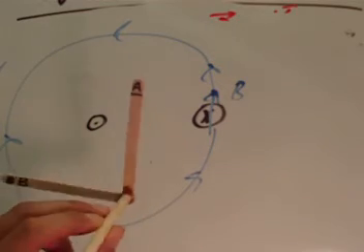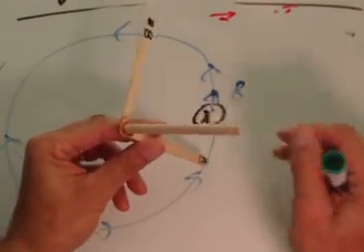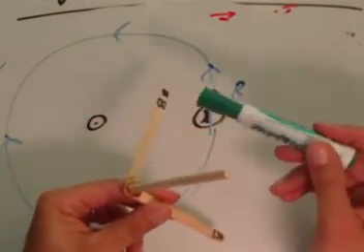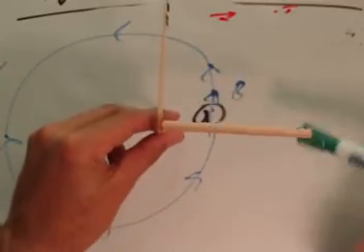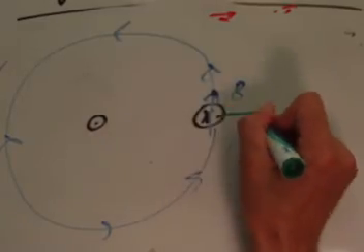IL cross B. I is into the page. B is up like that. So here's I into the page. Here's the direction of the magnetic field, straight up. And this is the direction of the force, over to the right. So this wire is going to feel a force this way.